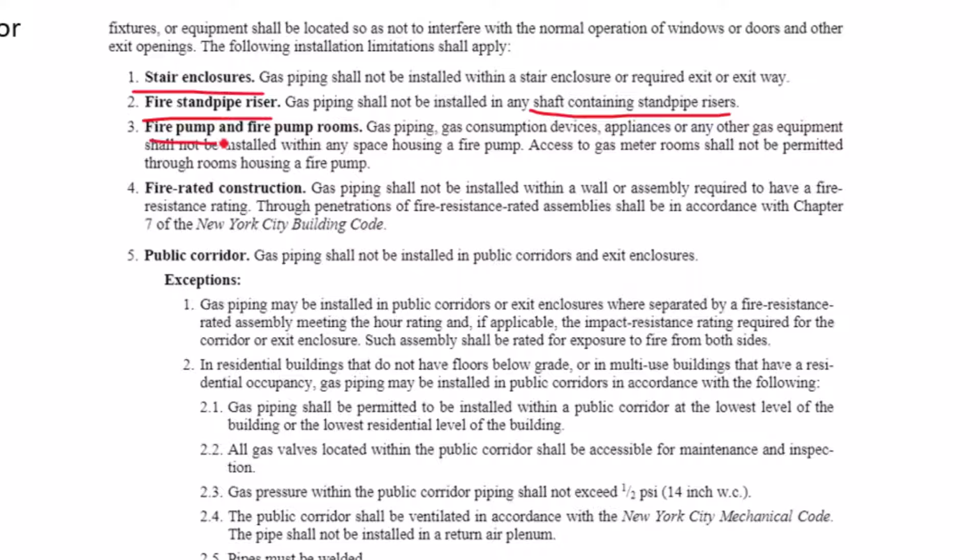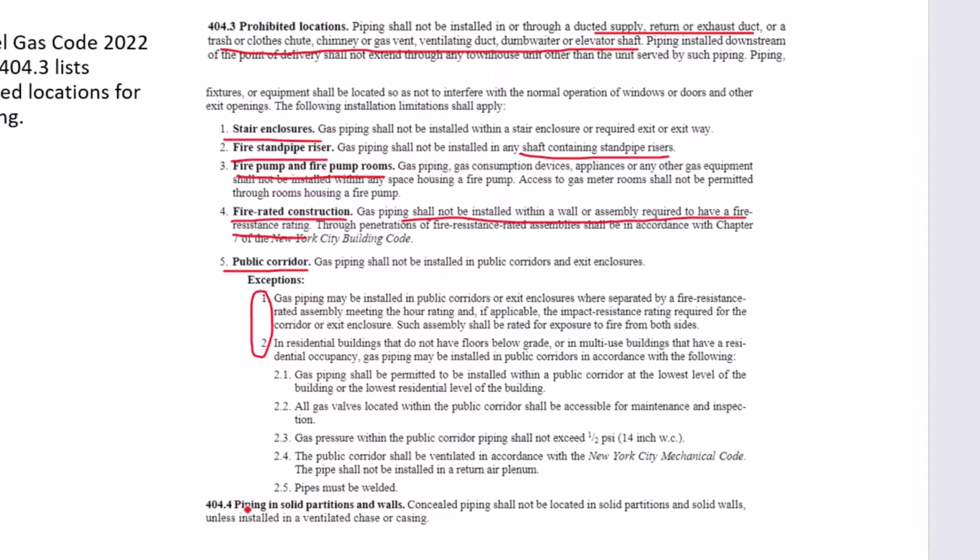You're not allowed to put in fire pump or fire pump rooms, as well as fire rated construction. So gas piping shall not be installed within a wall or assembly required to have fire resistance rating. Also, you are not allowed to put it in public corridors except if it follows any of these exceptions below. Also, you cannot put it in solid partitions and walls unless installed in a ventilated chase or casing.